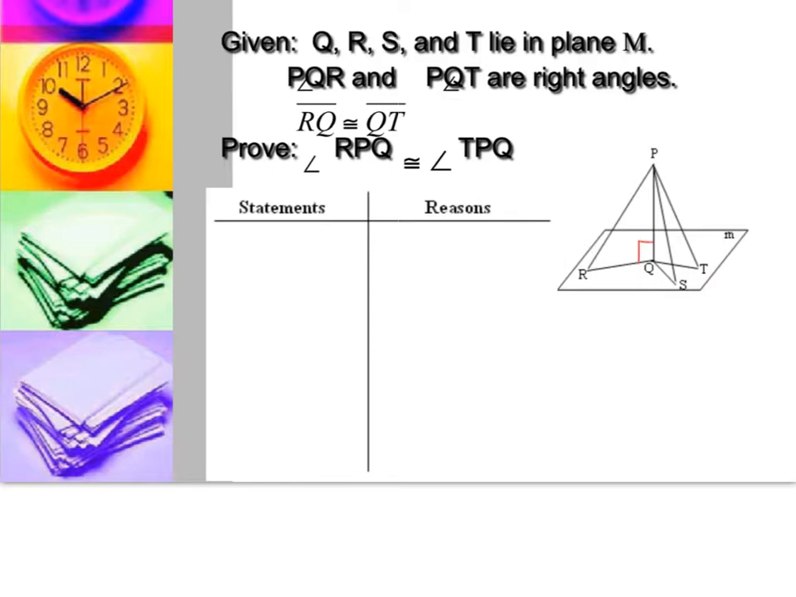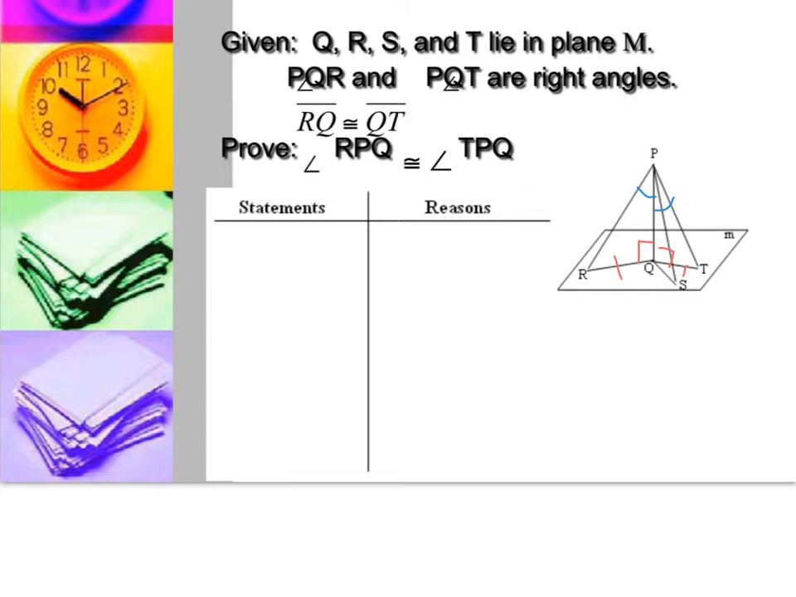All right, but I know that angle PQR and PQT are right angles. Yeah, that's a little better. All right, and then I've got RQ and QT are congruent. And then I want to prove angle RPQ, I'm going to put that in blue, is congruent to angle TPQ. All right, so it almost looks like I'm going to need to get some triangles congruent and CPCTC my way out of it.